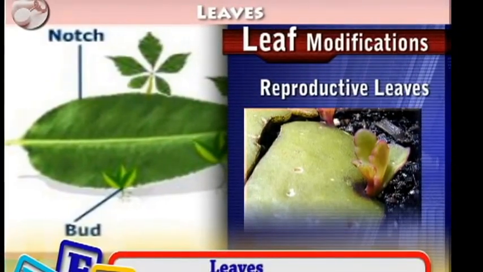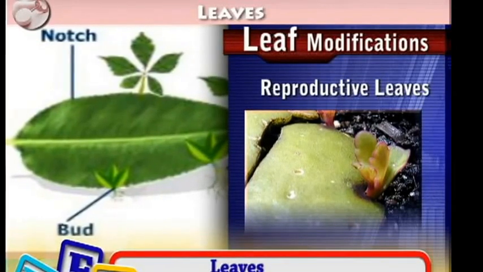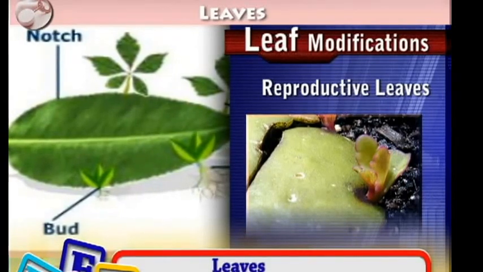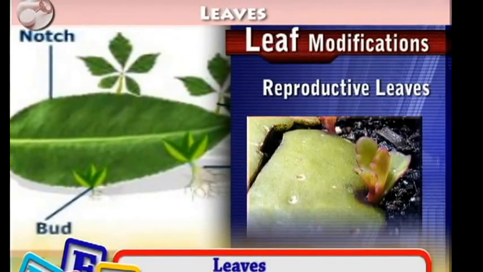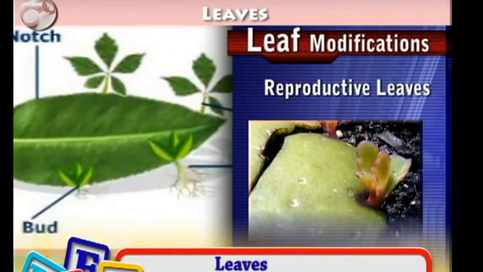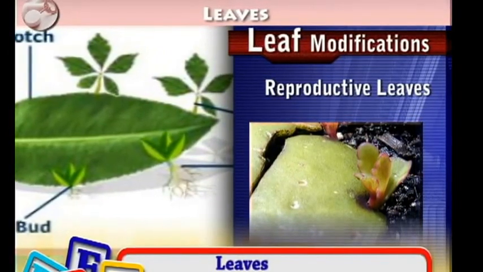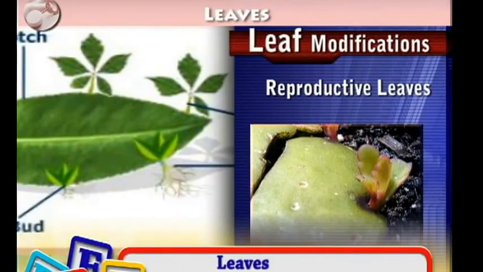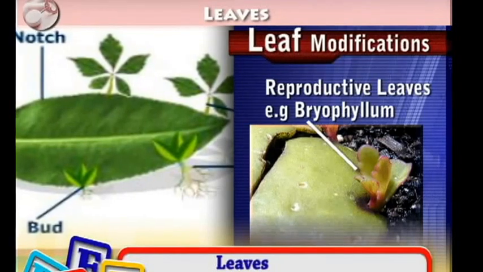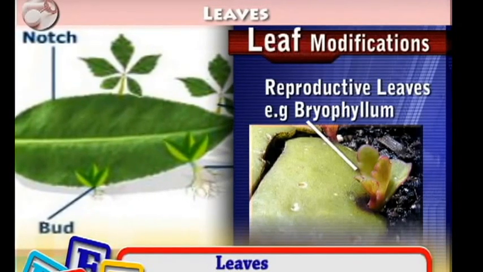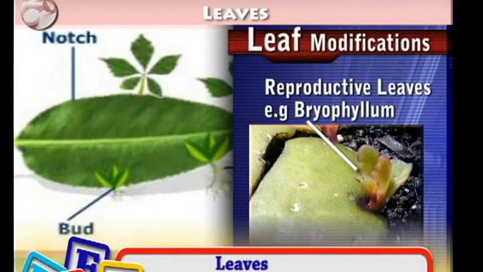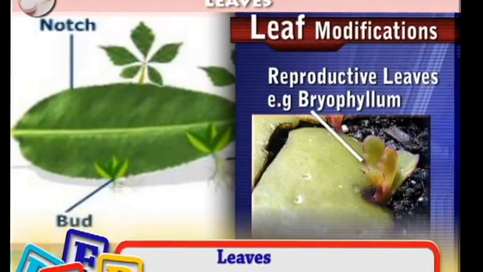Then we have other modified leaves like the reproductive leaves. These are leaves where we have the buds at the margin developing into a bulb. The margin of the leaf has a bud that develops into a bulb, and when it grows, it falls off and grows into a new plant. These ones are what we call the reproductive leaves, and it is a modification for reproduction, mainly found in Bryophyllum.